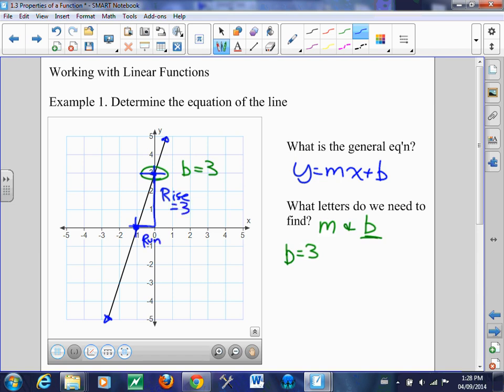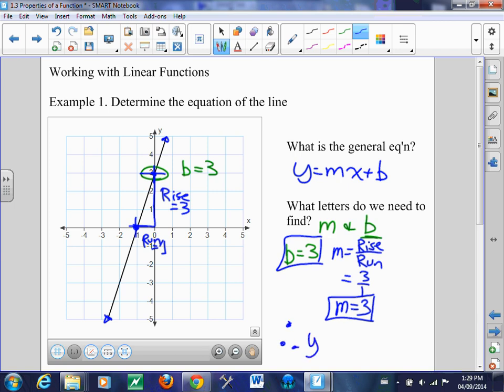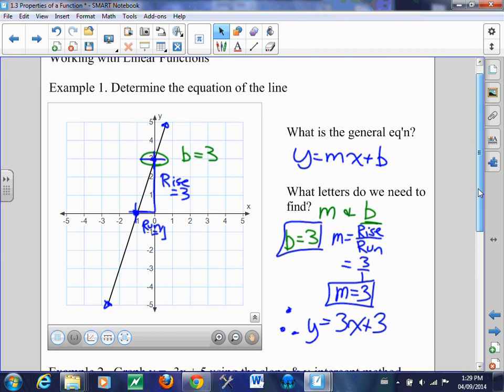And a run of 1. So to figure this out, slope equals, tell me your formula, rise over run. Sub in your values, it's 3 over 1. And please, folks, when you're giving me the answer, simplify it to just m equals 3. So we got m equals 3, we got b equals 3. So therefore, the equation is y equals 3x plus 3. And that's the general equation of the line.